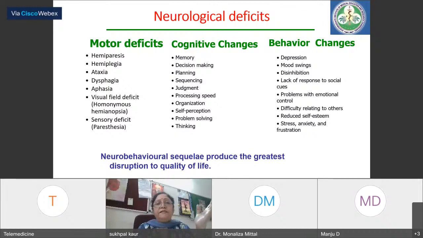There are various types of deficits which these patients can have, including motor deficit, talking about hemiparesis, hemiplegia, ataxia, dysphagia, aphasia, visual field deficit and sensory deficits.